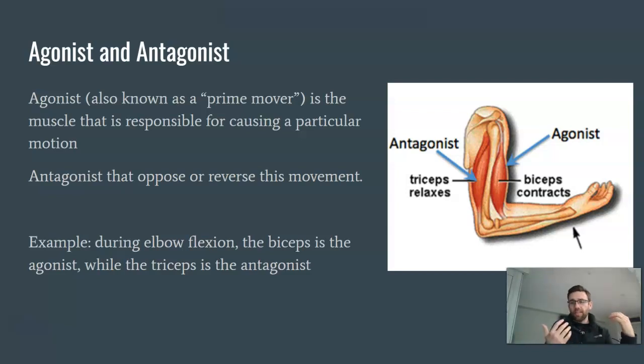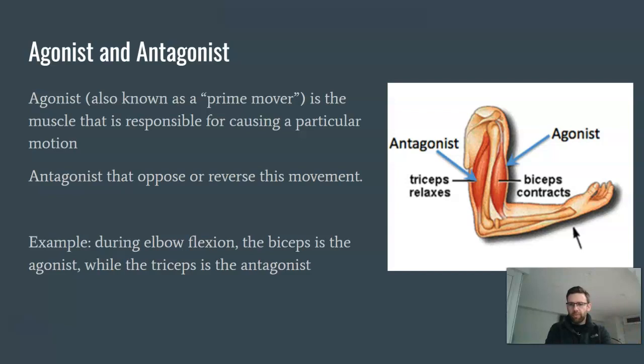Now, obviously these can easily switch roles. If I go to extend my arms and I'm doing elbow extension, now my tricep is becoming the agonist because it is the one that is doing the motion, and the antagonist becomes my bicep. So again, it's all about which muscle is doing the main motion. Whichever muscle is causing that motion, that's the agonist. And any muscle that's on the other side is the antagonist.